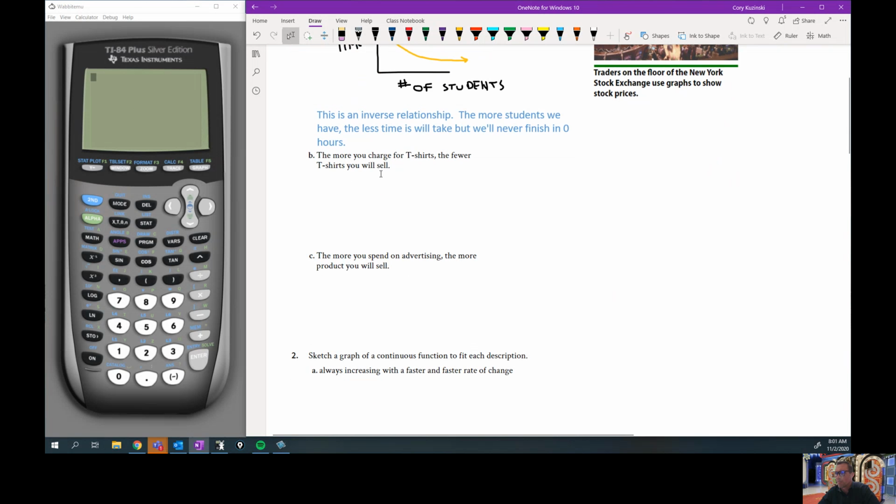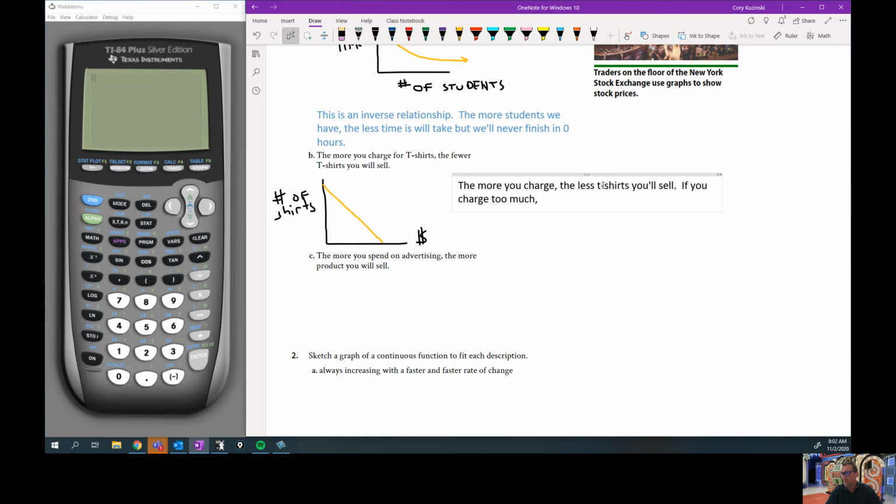All right, let's look at this here. The more you charge for t-shirts, the fewer t-shirts you would sell. So here's what I'm going to go with for my graph. I think this is probably going to be pretty linear here. So price here, number of shirts here. And like I said, I think it's going to be linear, as in there's a price point where if you charge too much, you're not going to sell any shirts. So maybe that's what I'll write too. The more you charge, the fewer t-shirts you'll sell. If you charge too much, you won't sell any.